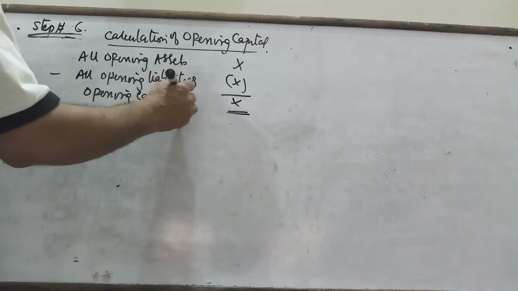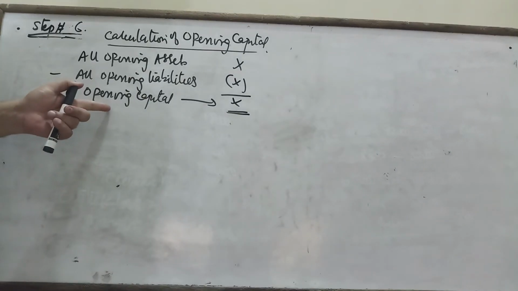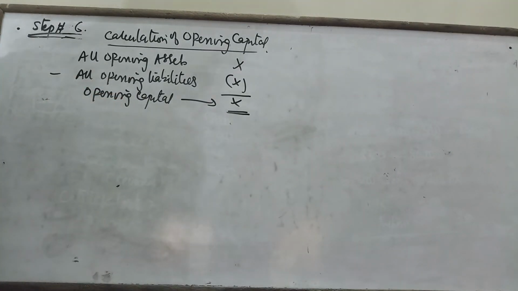Why is this opening capital important? Because without the opening capital, you cannot start the financed-by section of the balance sheet. We know that the financed-by section equals opening capital plus profit less drawings. So this is step number 6.